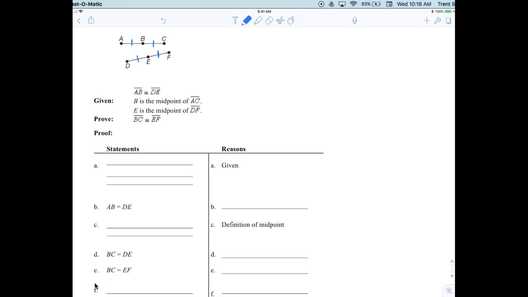So what's true about all of them? They're all equal. Do you agree with that? Now that's just obvious based on the fact that I just wrote that in there, correct? But now the problem is we've got to list everything out. All right? So to list it out, again, AB is congruent to DE, B is midpoint, and E is midpoint.